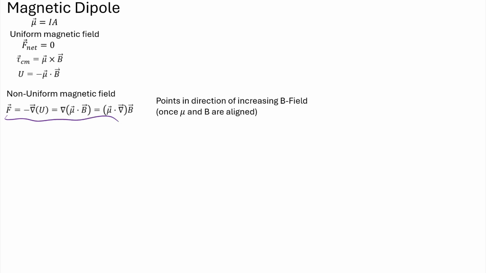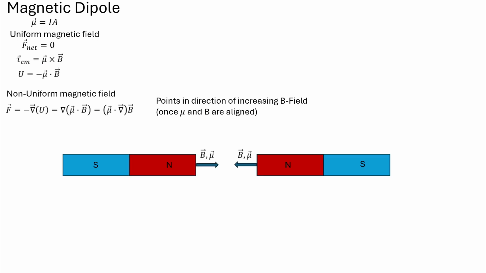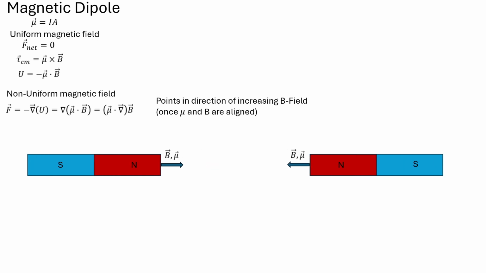The force on a dipole points in the direction of increasing B field once mu and B are aligned. What do we mean by mu and B being aligned? Well, there's torque on a dipole whenever it's in any field, uniform or non-uniform. If you think about permanent magnets, if you point the north ends at each other, those are going to repel each other. And you're right, they do repel each other. That certainly doesn't seem to point in the direction of increasing B field.